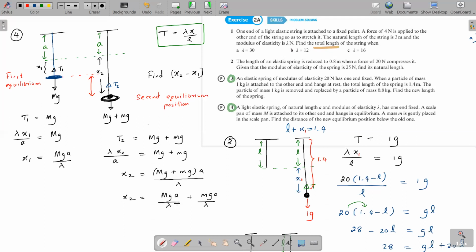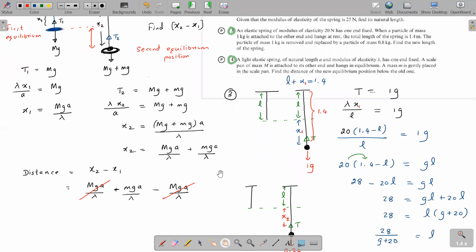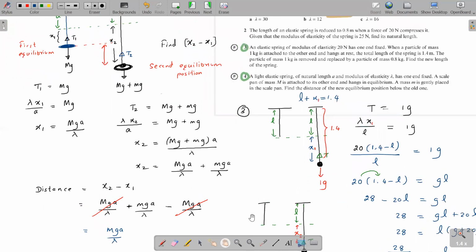Guys, do you agree? So they're asking us to find the distance of the new equilibrium position below the old one. The distance they want us to find is the x2 minus x1 distance. So x2 is capital Mg A over lambda plus simple mg A over lambda. You have to subtract capital Mg A over lambda from this, so it cancels out. Can you see? The distance of the new equilibrium position below the old one is simple mg A over lambda. I hope this is clear with you all.